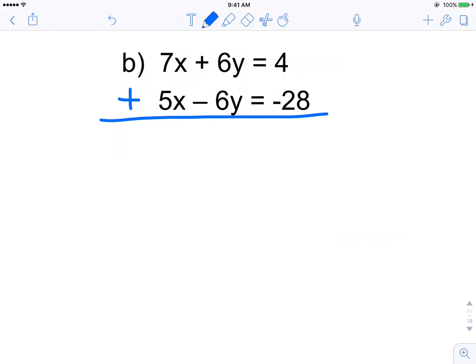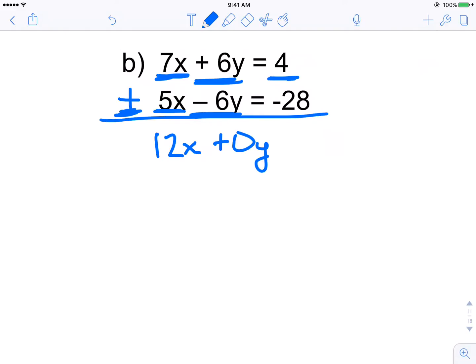Okay? So now I go 7x plus 5x gives me 12x. I go 6y plus a negative 6y, or minus 6y, is 0y. And then I go 4 plus negative 28, which is going to be negative 24. The 0y term disappears, so I get 12x is equal to negative 24.